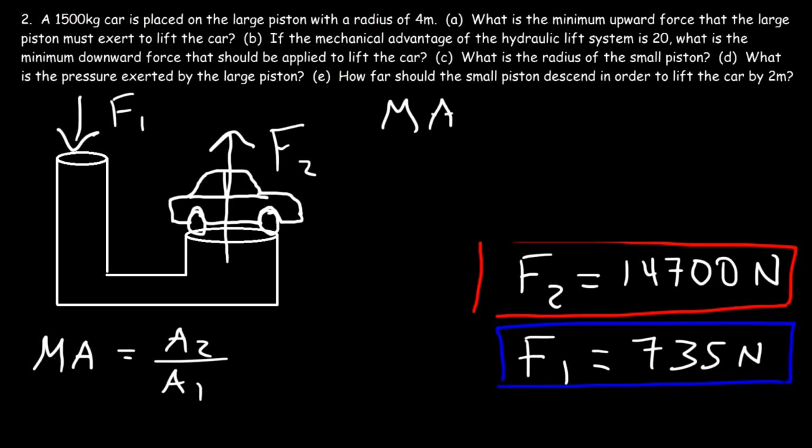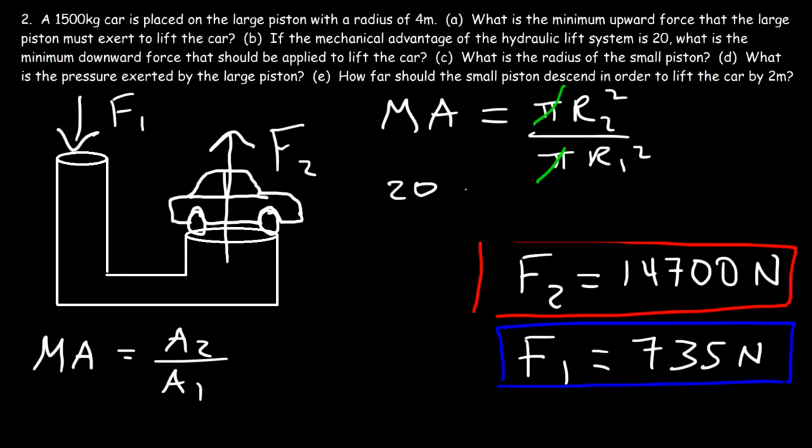And in this example, the area is pi r squared. So A2 is going to be pi r2 squared, and A1 is pi r1 squared. So we could cancel pi in this problem. The mechanical advantage is 20. R2, that's the radius of the large piston, that's 4 meters. So that's going to be 4 squared. And we're looking for R1.